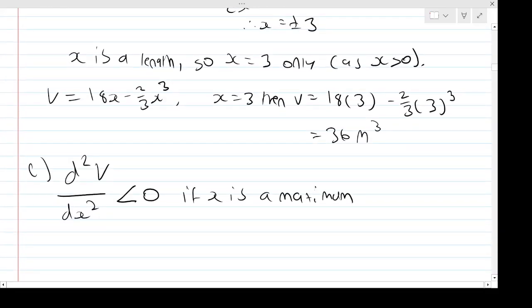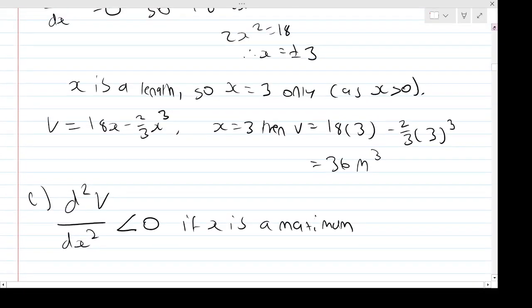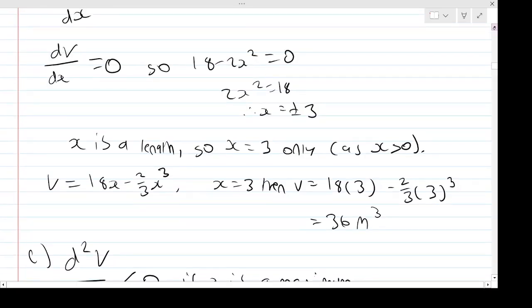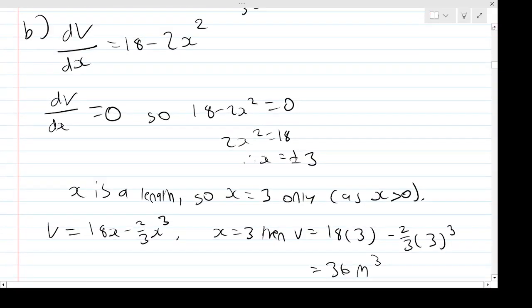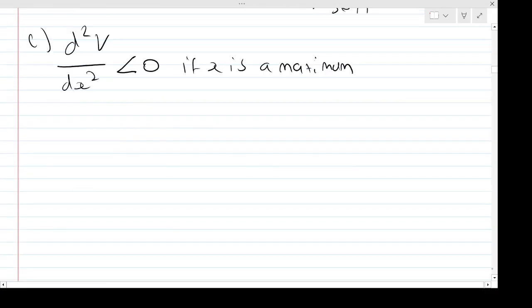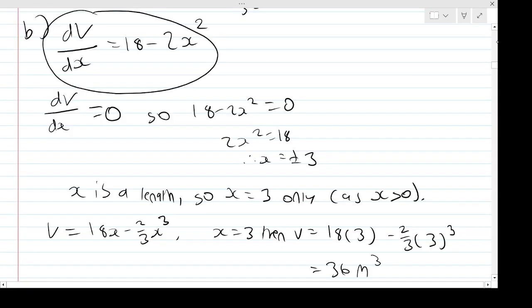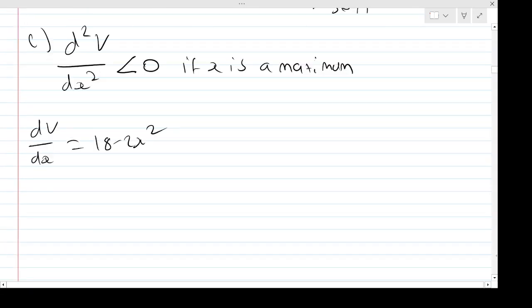So we need to check the sign of the second derivative. Well, we don't have the second derivative, but we can get there because we know what the first derivative is. It's this expression here. dv dx is 18 minus 2x squared. So that's my first derivative. For my second derivative, I need to differentiate this, right? So 18 goes to 0, then minus 2x squared will go to minus 4x.